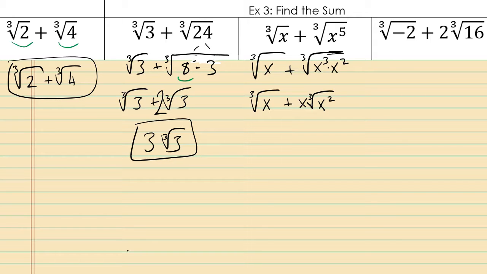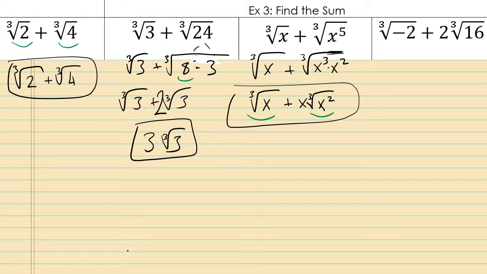In order for us to add cube roots together, they should have matching cube root parts. Just like adding variables, 2x plus 5x is equal to 7x. In this case, the cube root parts do not match, so this will be our final answer.